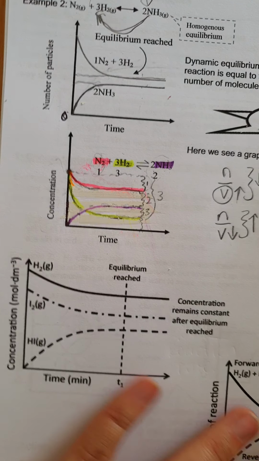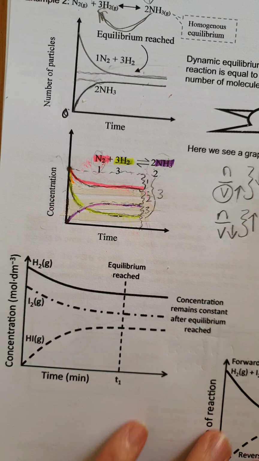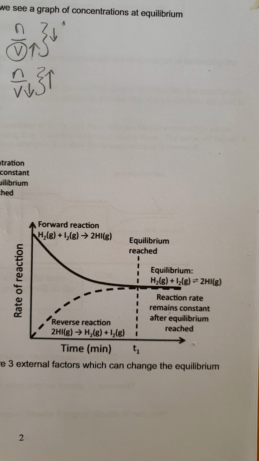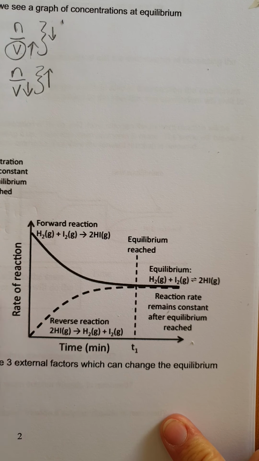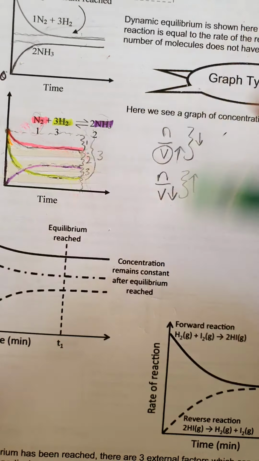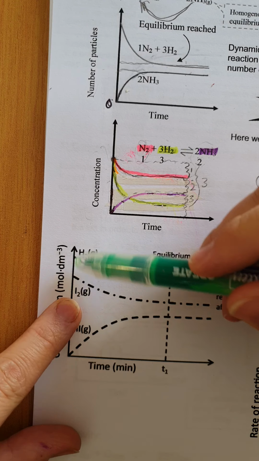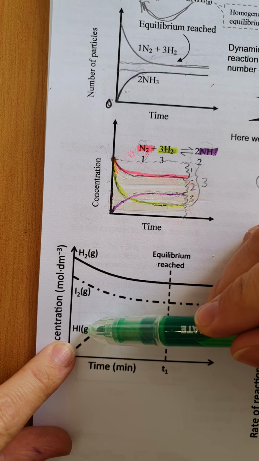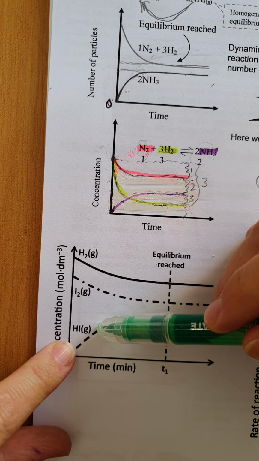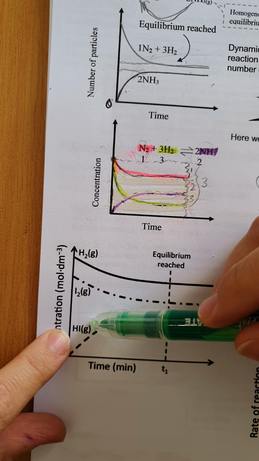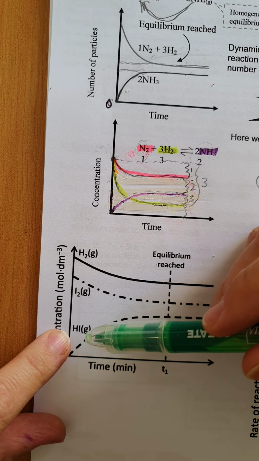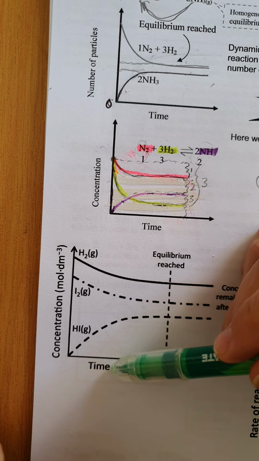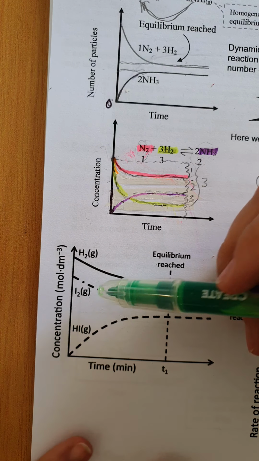Okay, so the concentration remains constant, therefore equilibrium is reached. Okay, so now this is graph 1. Why? Because it's the rate of the reaction. And now you can see here we have 3 graphs. We have one for each reactant and one for the product. If we had more than one product, you would also put a graph for the product. As many products as you have and as many reactants as you have.